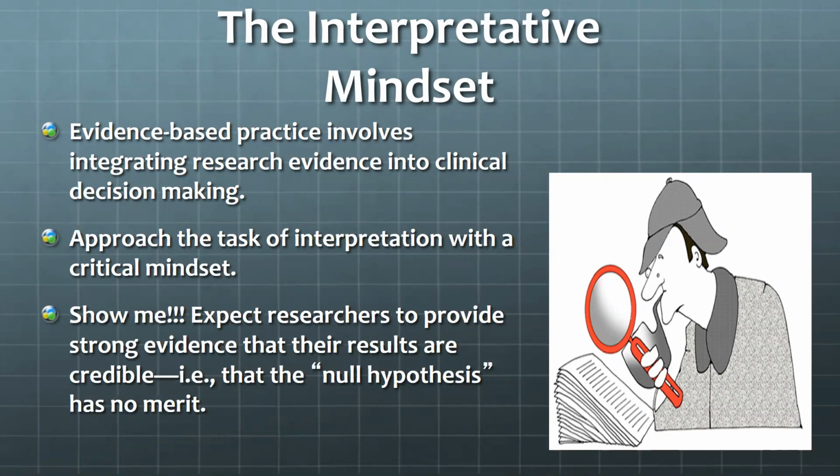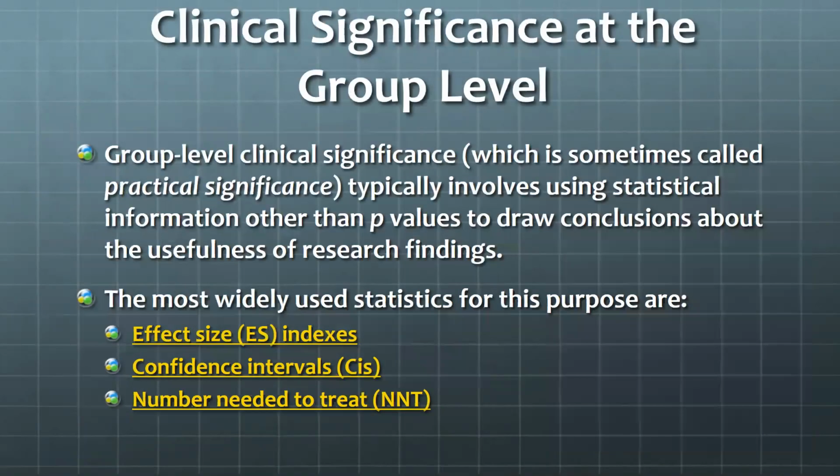And so expect researchers to provide strong evidence that their results are credible. And that means that the null hypothesis has no merit. At the group level, we look for clinical significance. Sometimes it's called practical. It involves using statistical information other than p-values to draw conclusions about how useful research findings are. And sometimes the statistics you'll see reported is the effect size.